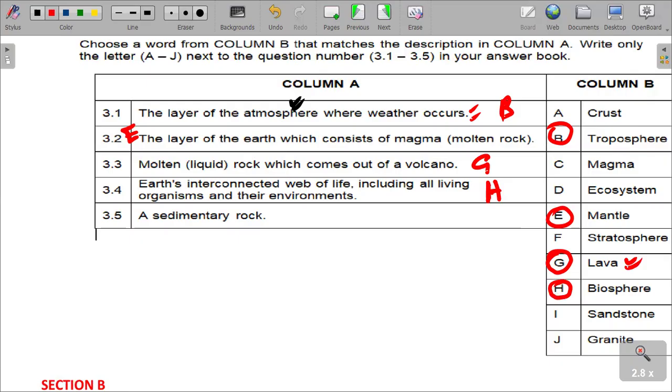And then a sedimentary rock. What is a type of sedimentary rock? We can say it's a sandstone, which is a form of what, of a granite rock.